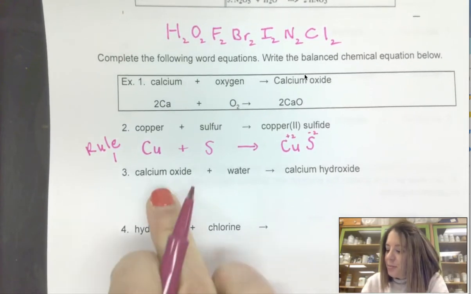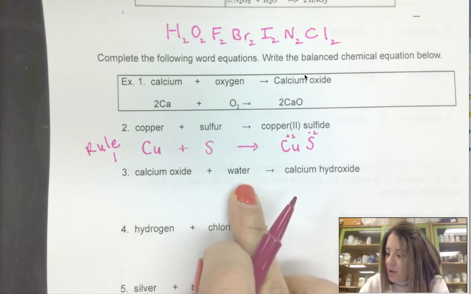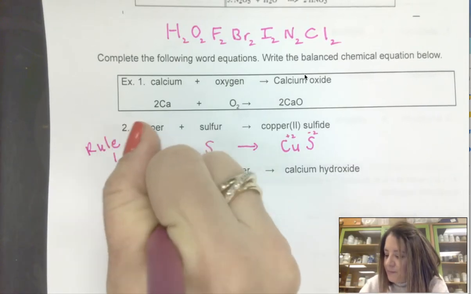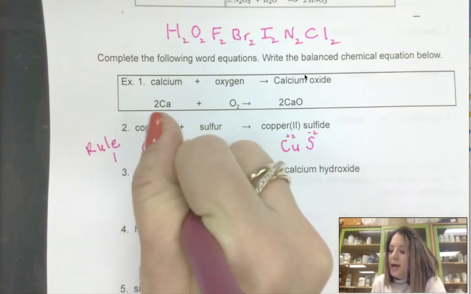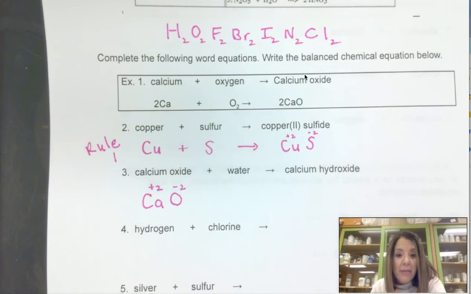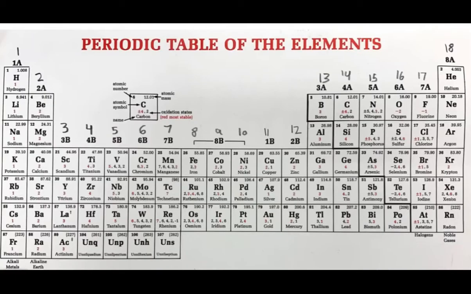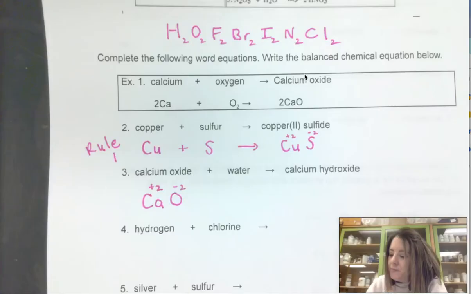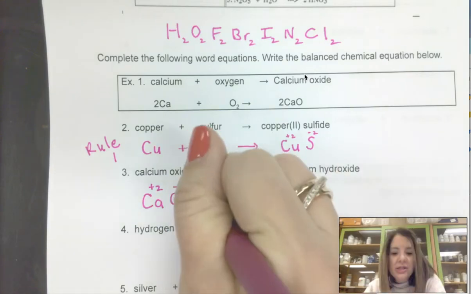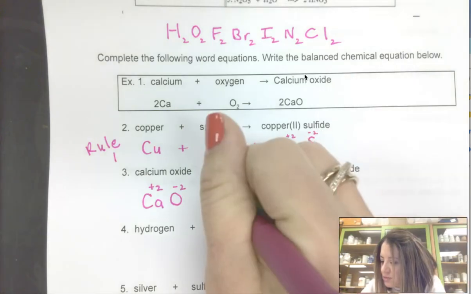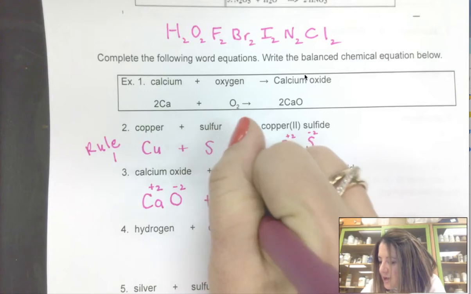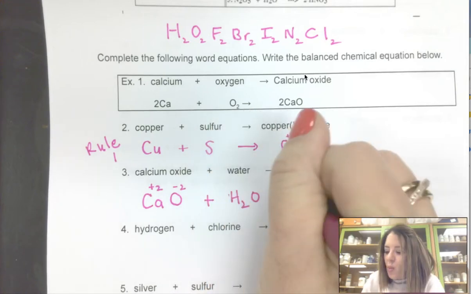Calcium oxide plus water. So calcium oxide is Ca and oxygen is O. When I look at the valence of each of those from my periodic table, calcium is a +2, oxygen's a -2, crisscross, just CaO, plus water. What I'm going to do is I'm going to write water as H2O, okay?